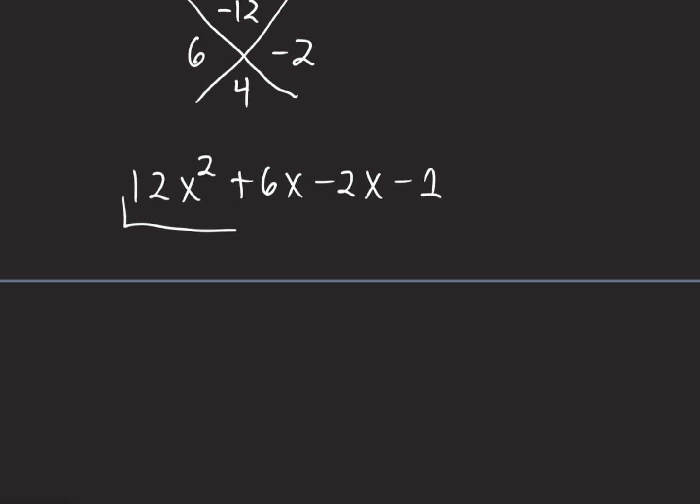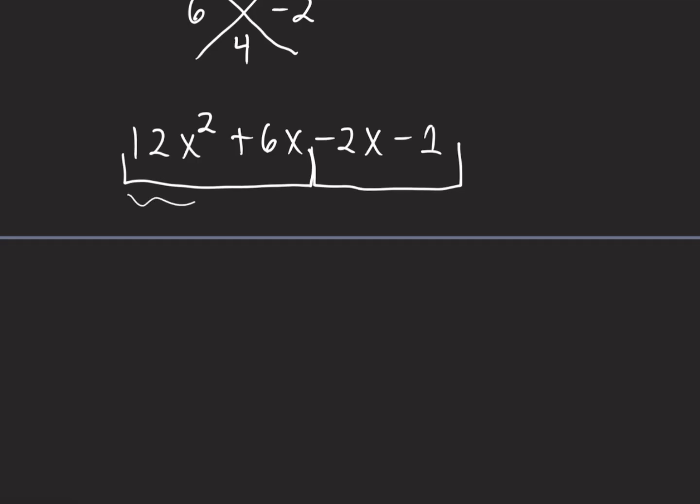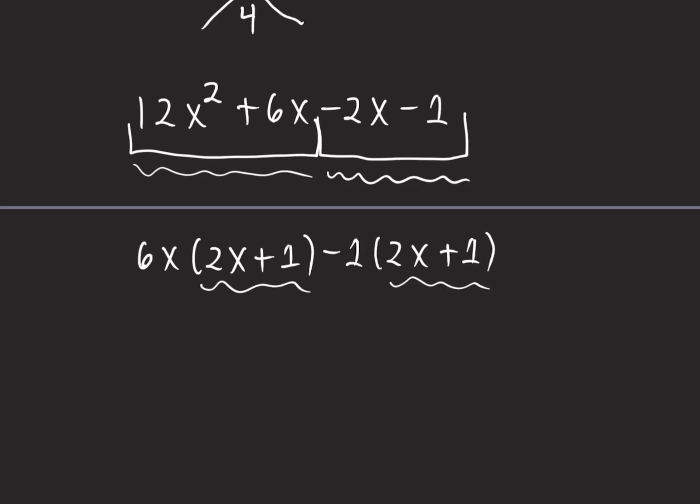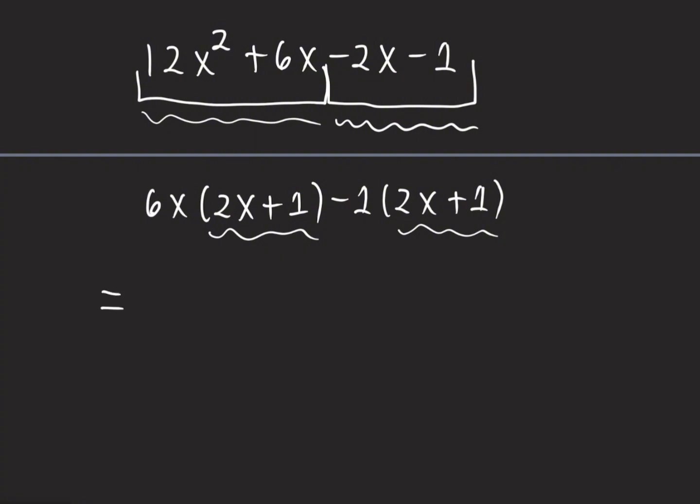Now, once again, we look at each of these as its own thing, and we're going to common factor them. So this first one here, right, we can take out a 6 and an x, and we'll be left with 2x plus 1. And once again over here, we just need to take out a negative. So we'll be left with 2x plus 1. And our brackets match. So now we can write out that this is equal to bracket 2x plus 1, bracket 6x minus 1.